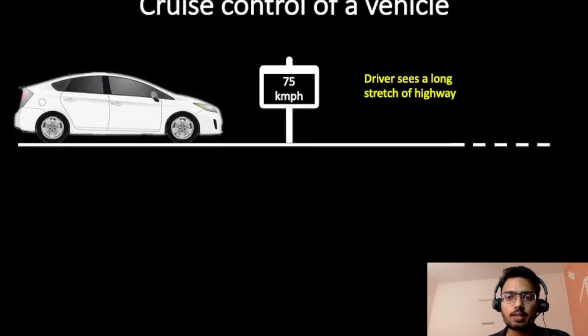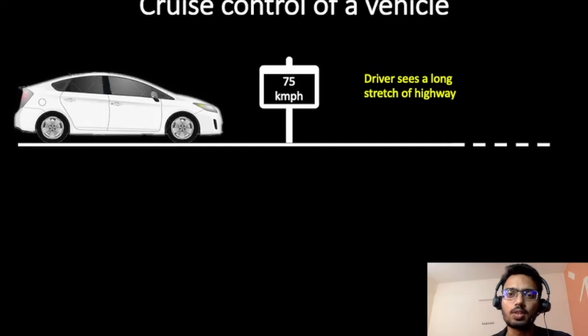So when a driver is driving on a highway and sees a long stretch of road ahead without any significant disturbances, the driver would want to maintain the speed of the vehicle somewhere around his desired speed, and that would more or less be constant along the entire way. It would be a tedious task for the driver to manually maintain the speed because the vehicle would be running at approximately a constant speed.